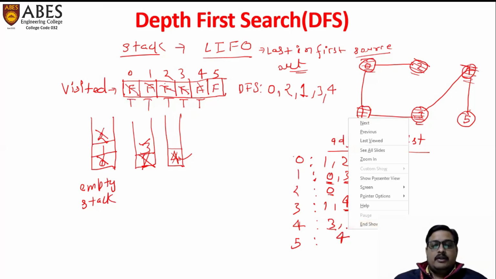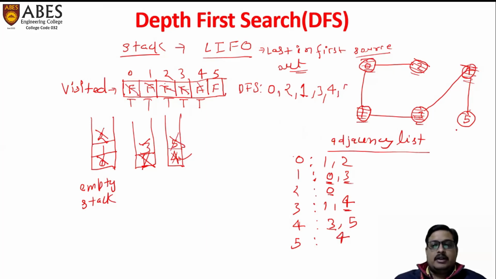5, where 3 is already visited. The status of 3 is true. So we'll leave it, and we'll add 5 to the stack. Okay. Now again, the top of the stack is 5, so we'll pop this 5 from the stack, add it to the DFS list and mark it as visited.